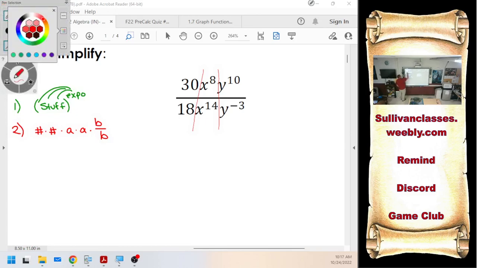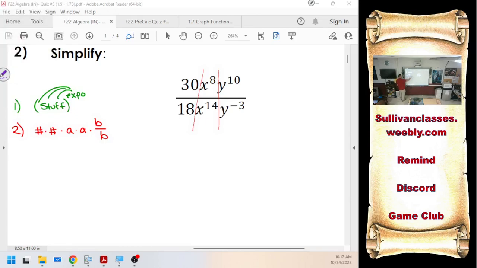Step three is I'm going to simplify that as much as I can. Remember, if I have a to the 4 times a to the 5, that's a to the 9. I'll add exponents. Or if I have b to the 5th over b to the 2nd, that's b to the 5 minus 2.